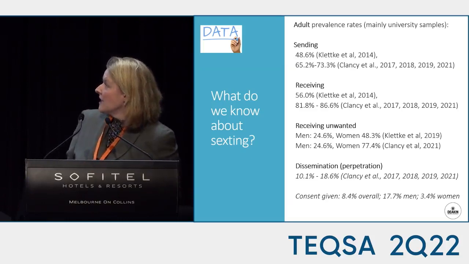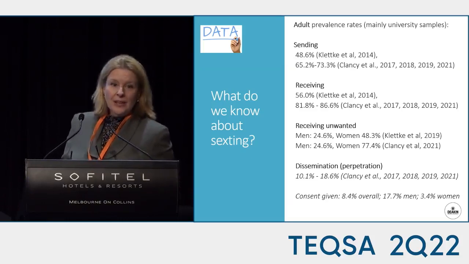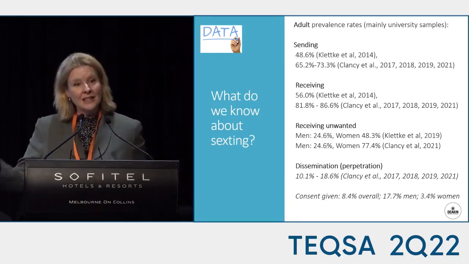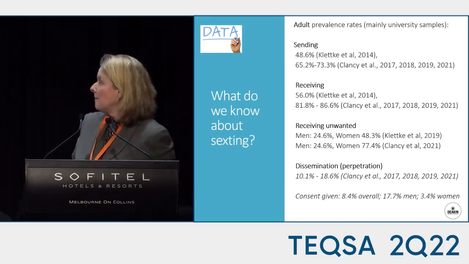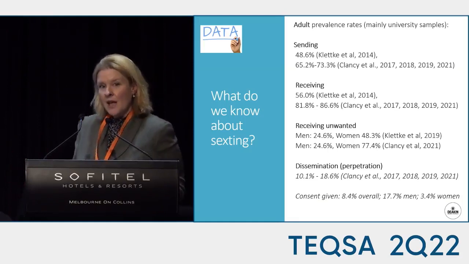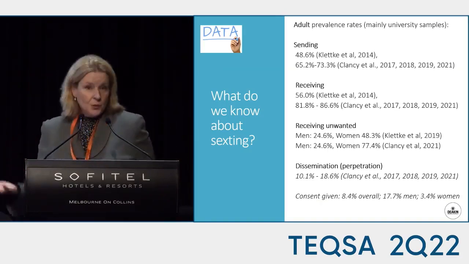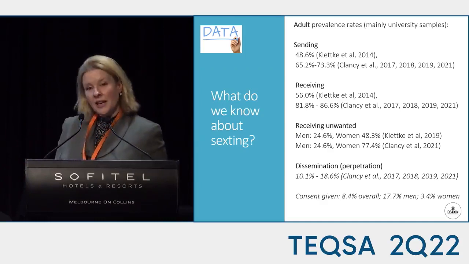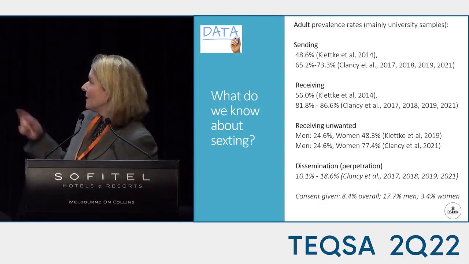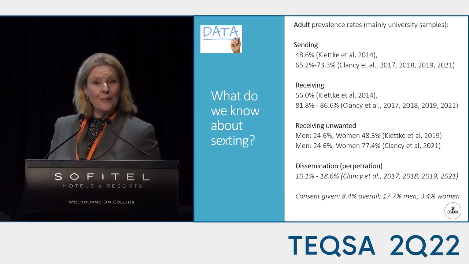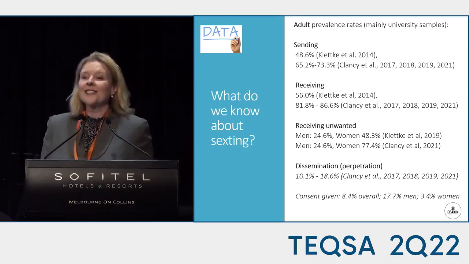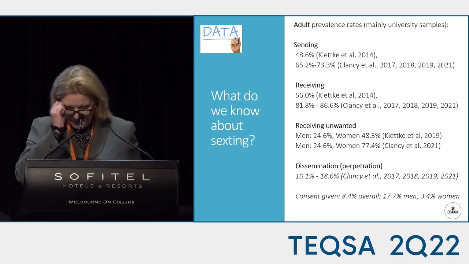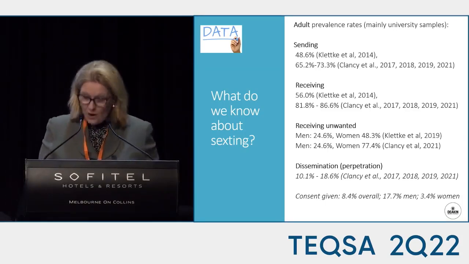Now, in regards to dissemination perpetration, we found that people who've disseminated images they have received, the rates have varied from 10.1 to 18.6%. Once we realized that some people do give their consent as well to have their images disseminated, we looked at that, which was 8.4% overall. However, when you look at this, it was 70.7% of men and only 3.4% of women. So huge gender effects there in terms of who actually gives consent to their images to be shared as well.